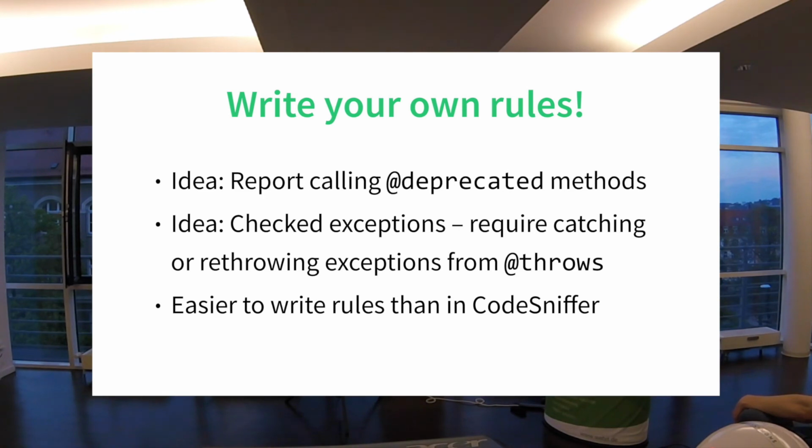You can, for example, write a rule that checks if we are calling some specific methods, like methods that are marked as deprecated. Or if you are really into exceptions, you can write a check that looks for checked exceptions. So if you are calling a method that has an @throws documentation block, you can require the caller to either catch this exception or also write it to its own throws block. And you can write anything you want.